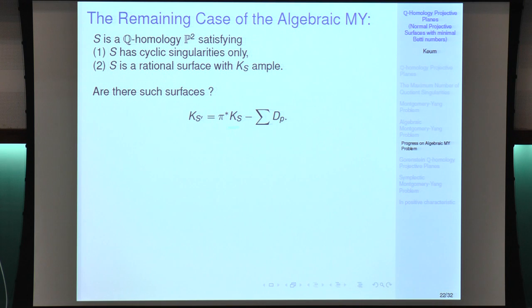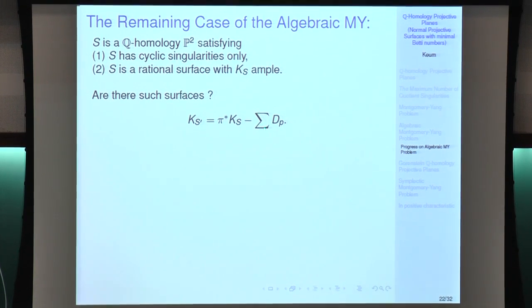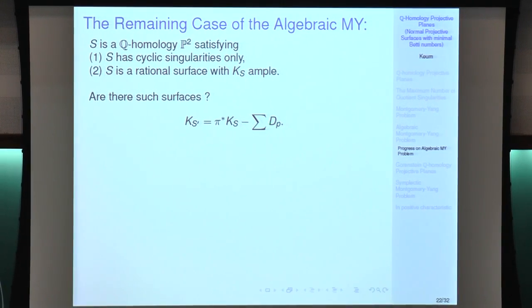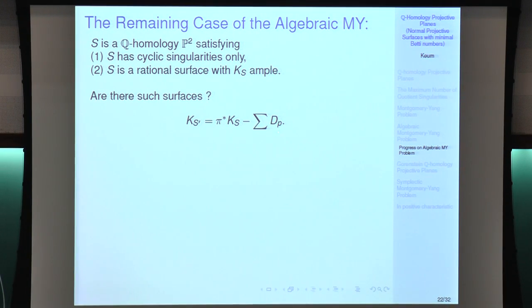So this is the adjunction formula. S prime is the minimal resolution of S. And then this is DP, well, this is D sharp in the notation of Professor Kollár's talk. And this is supported on the exceptional curves lying over the singular point P. So this is an effective Q divisor with coefficients between 0 and 1. So you see here KS is ample, so this is ample. So something, the pullback of an ample divisor.